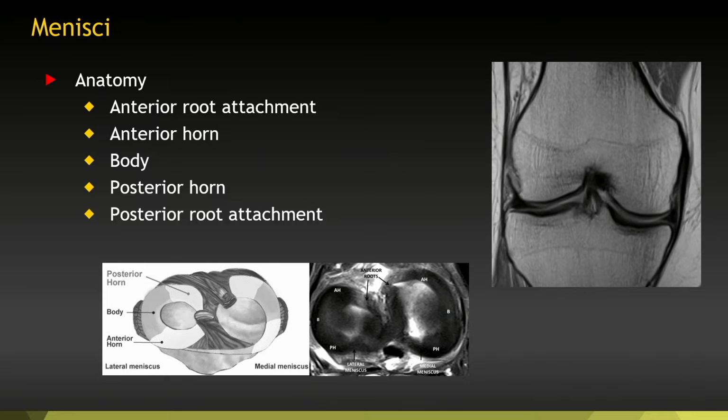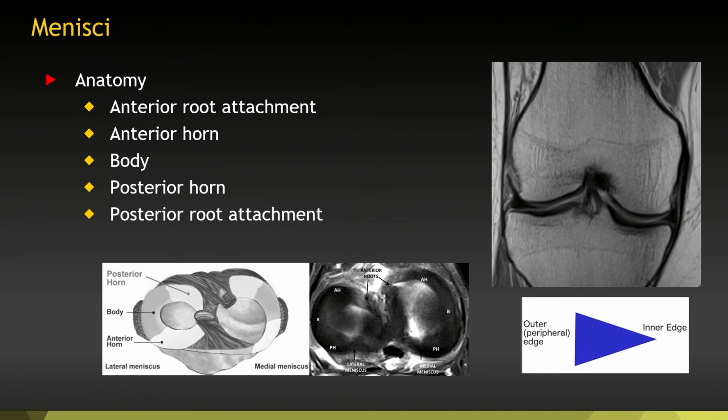As you know, the menisci anatomy is divided into anterior horn, body, and posterior horn, and that includes the anterior root attachment and the posterior root attachment. Here we can see a coronal view where we can see the body segment of the menisci. We know that the menisci have an outer and an inner edge. The outer aspect of the menisci is the one that is thicker and more vascular.